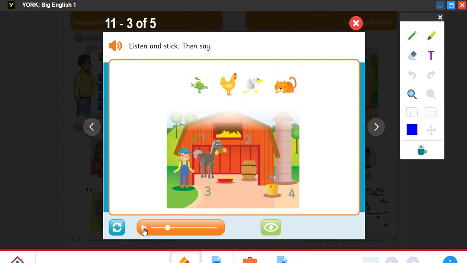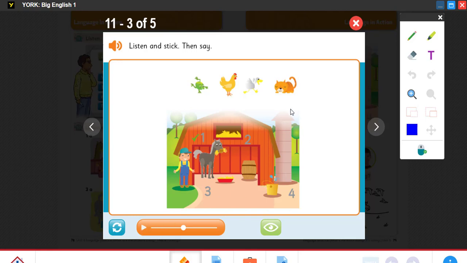Let's listen to number 2. 2. Oh, look! Is that a cat over there? Yes, it is. It's a small orange cat. What's it doing? It's sleeping. Yes, correct answer. And number 2 will be the cat.